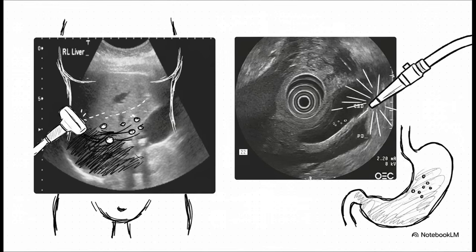On the right, we have endoscopic ultrasound, or EUS. This technique places the ultrasound probe right on the tip of an endoscope, tracking it all the way down into the stomach or duodenum. This gives you a stunningly high-fidelity, up-close view from the inside. It makes it incredibly accurate for hunting down tiny stones that might be stuck deep down in the common bile duct.